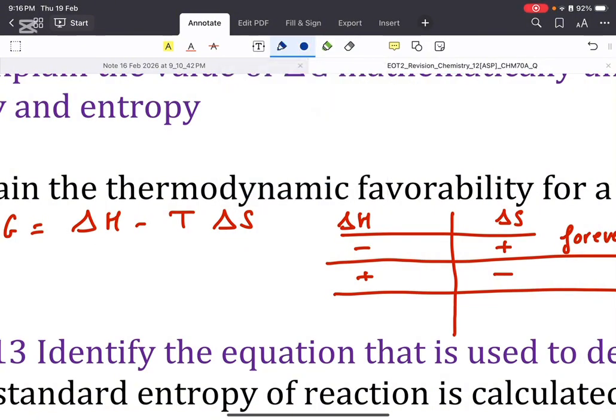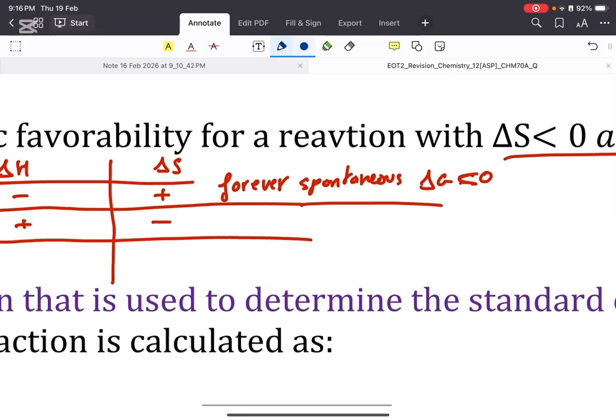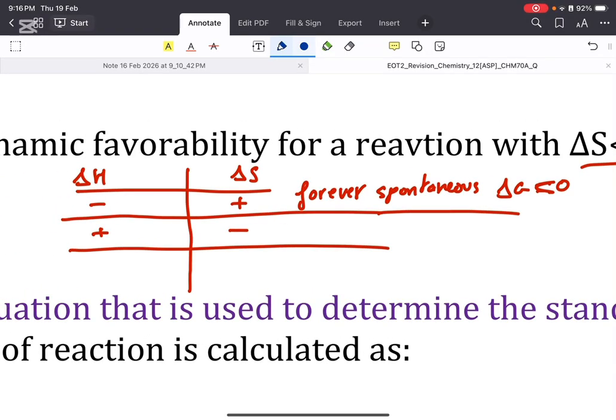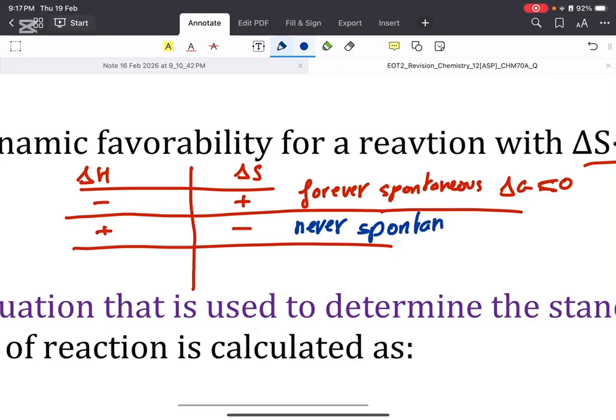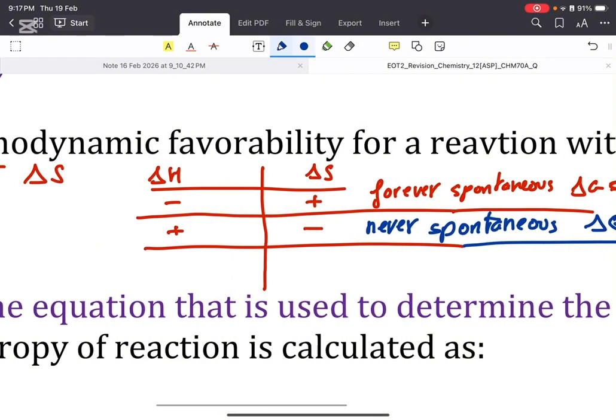Now, what if I have an endothermic reaction with a decreasing entropy? In this case, the system is never going to be thermodynamically favored, so it's never spontaneous, and the delta G in this case is always positive.